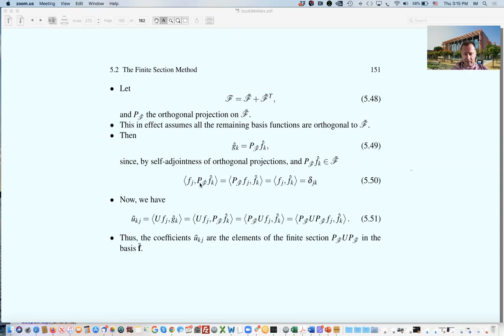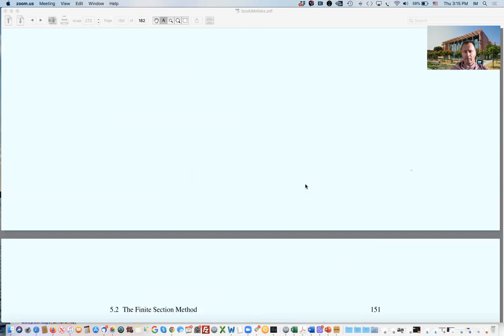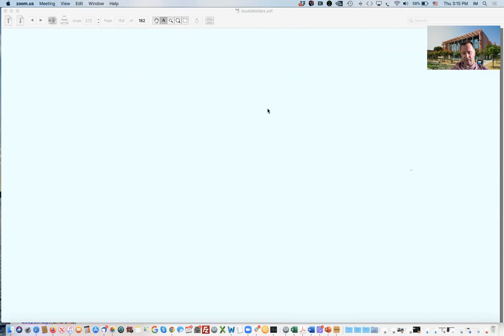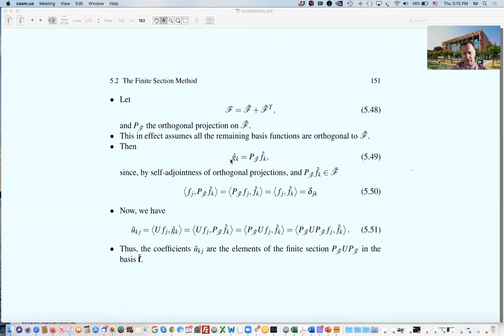What did I just get? I get that the inner product between f_j and this thing here is delta_jk. But earlier, I found g_k hats to be such that the inner product with f_j gives me delta_jk. Since these g_k's are unique, then g_k hat is exactly P_F f_k hat. So defining g_k like this is exactly the correct thing to do, and kind of intuitively the correct thing.